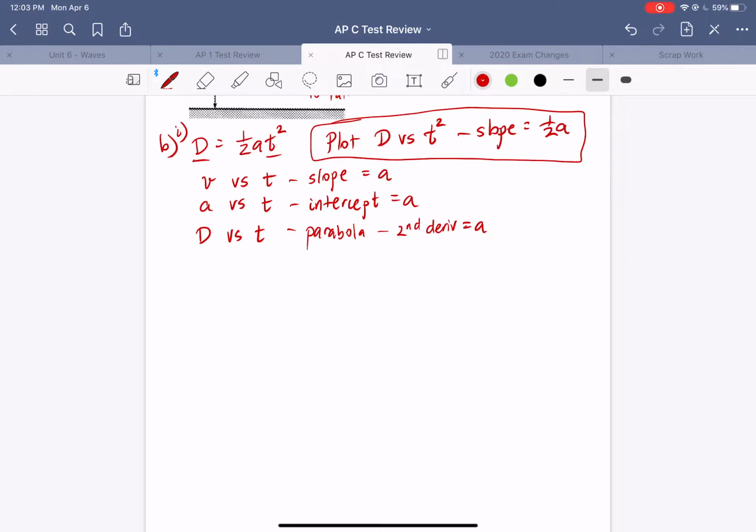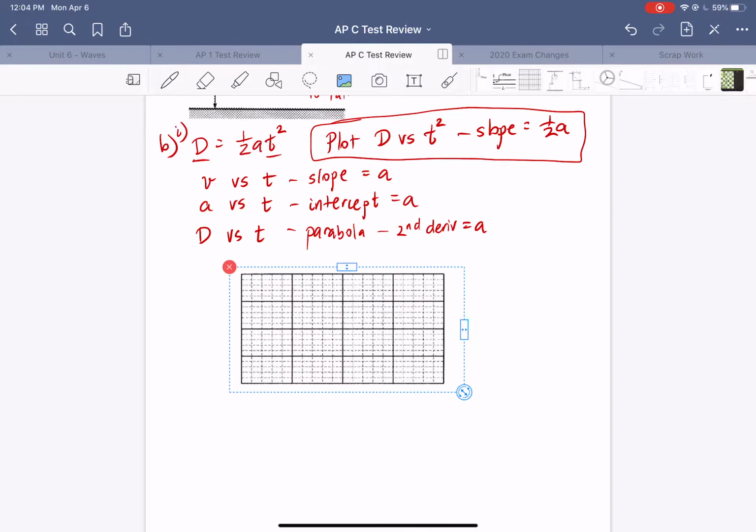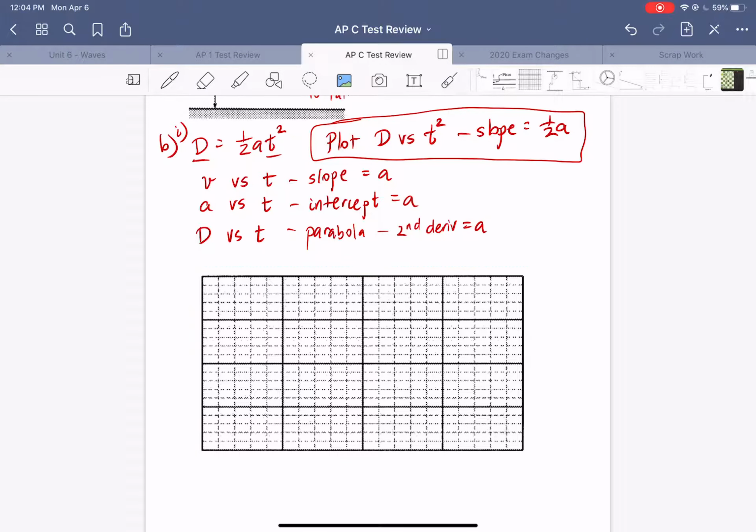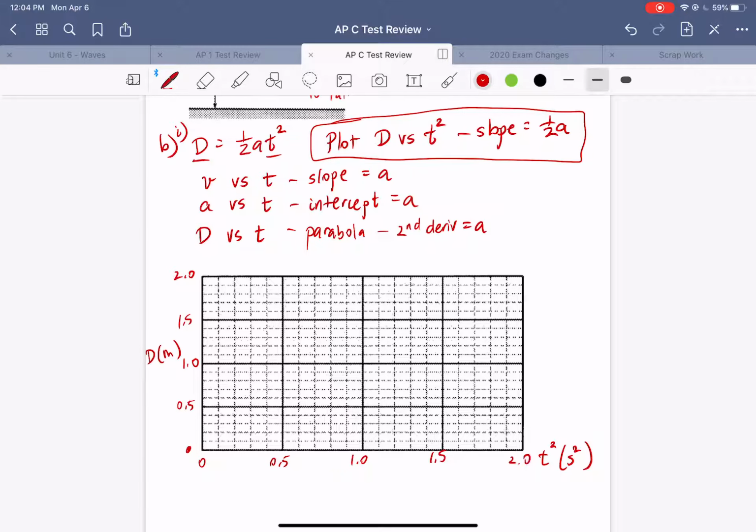All right, so in part 2, they want you to actually graph this. They give you a little chunk of graph paper here, so you need to make sure that you label your axes. We're going to plot d versus t squared. It looks like this scale here would probably be the best. Distance ranges from 0 to 2, and t squared will be in the range of 0 to 2 as well. If we do this, we should get a series of points that are all pretty close to a straight line right down the middle of this graph.